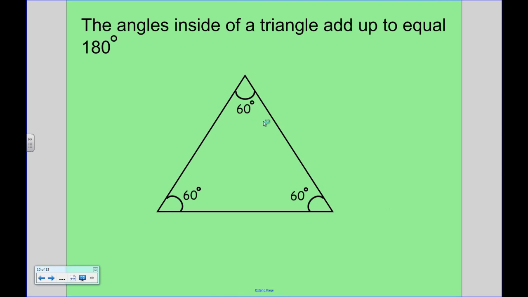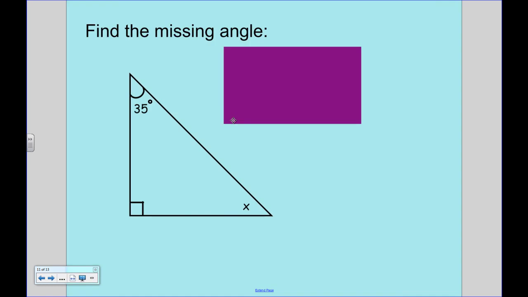Now a triangle, the inside of a triangle, all of those angles have to add up to equal 180 degrees. And there are three angles inside of a triangle. So I can use that information again to help me find a missing angle. So here I have this diagram, and they've given me this angle here, which is 35 degrees, and they've given me this angle down here, which is 90 degrees, and they want me to find the value of x.